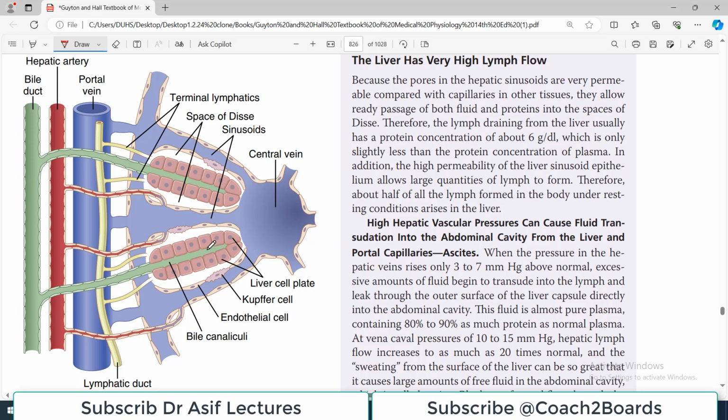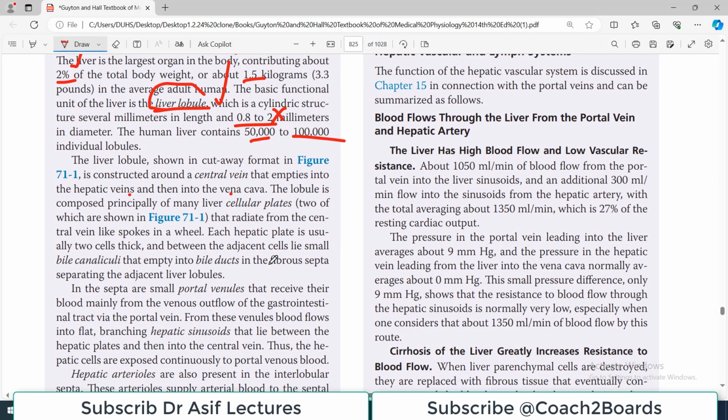Here we have the liver cell plate. These are the cells of the liver, the hepatocytes, and here we have the sinusoids, the gaps, and the blood flows through the sinusoids between the portal vein and the central vein. So this is the central architecture. The whole lobule is constructed around a central vein that empties into the hepatic veins and into the vena cava. The lobule is composed principally of hepatocytes in the form of cellular plates that radiate from the central vein like spokes in a wheel.